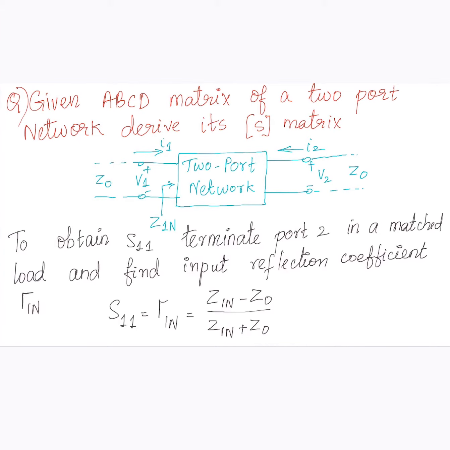Given the ABCD matrix for a two-port network, derive its S matrix. So the S matrix has to be written in terms of ABCD parameters. Consider the given diagram where there is a two-port network with voltages V1 and V2 and the currents I1 and I2, and the input impedance is given by Zn and the characteristic impedance is Z0.